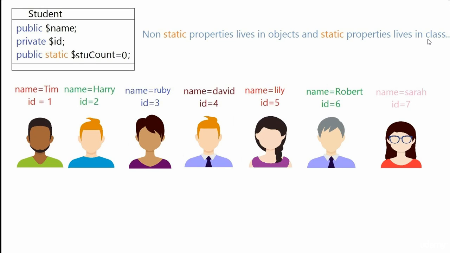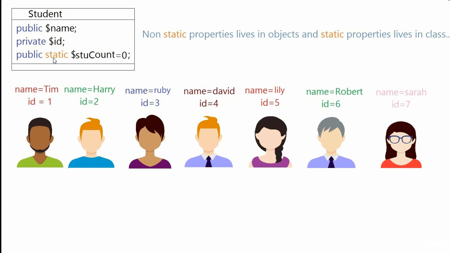To explain it, let's consider our student class example again. Here we have two non-static properties, name and ID. Either public or private, I will call them non-static. Now, we need to count how many student objects are created. Here we need such a property whose value is the same for all objects. It means only one copy of that property for all objects.